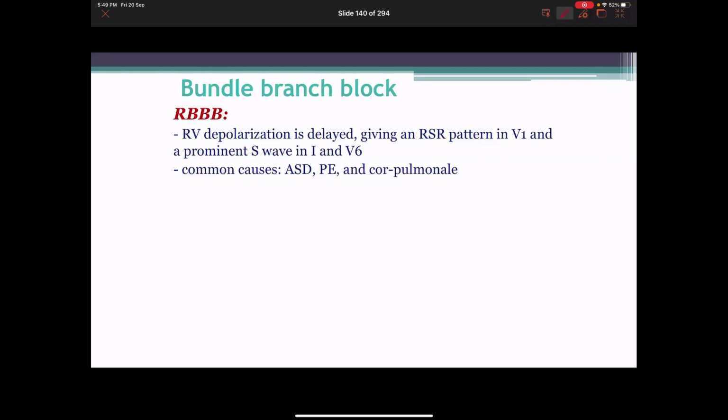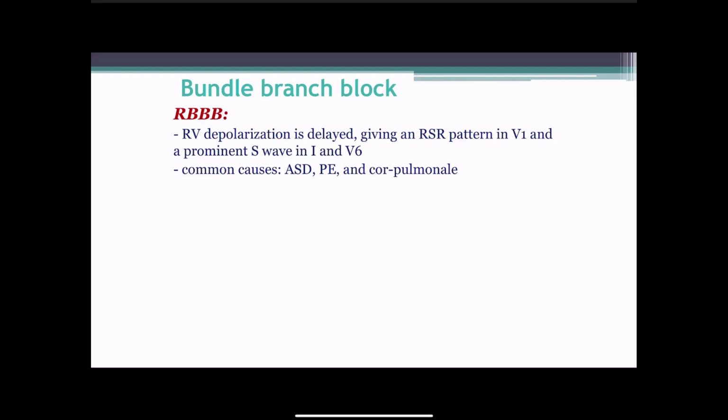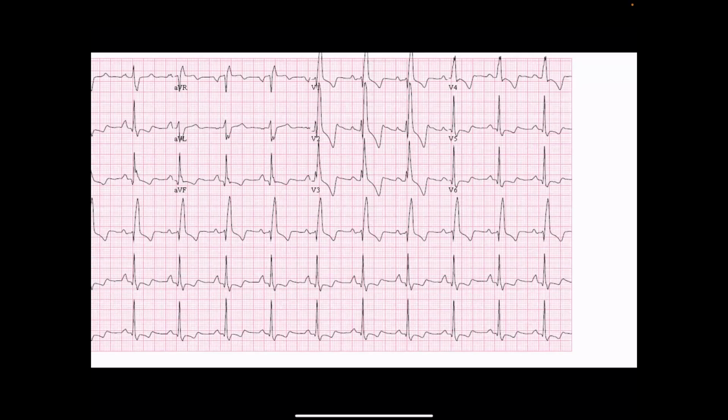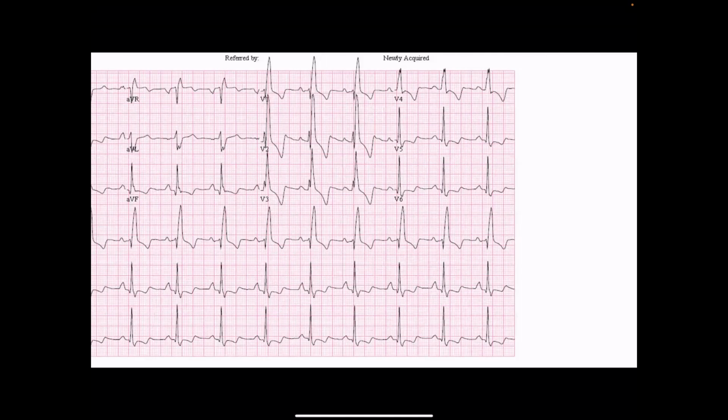Okay. So for right bundle branch block, you tell me guys, I know I just said it, what block is this? Right bundle branch. Exactly. In V1, what I was pointing at is, do you see these little notches that are up? They go up before the QRS.